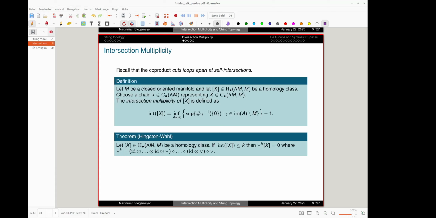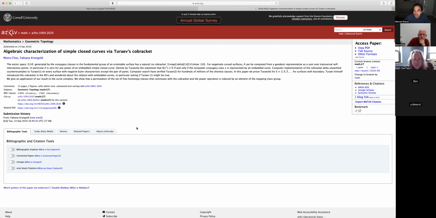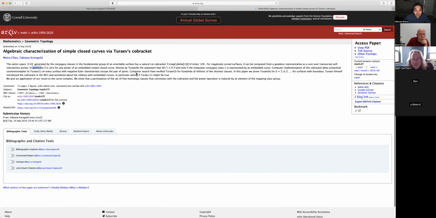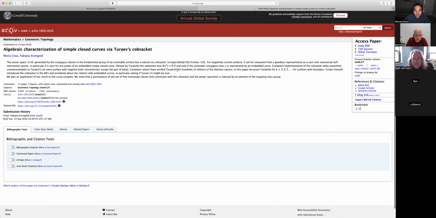But Ben, can I share something on my screen? It's just an abstract, but sure. This is the best known result about characterizing simple closed curves in terms of brackets. Computer searches have verified this conjecture: if the twice iterated co-bracket vanishes, then the class can be represented by a simple curve. That's what derived 2 means, verified for hundreds of millions of the shortest classes.